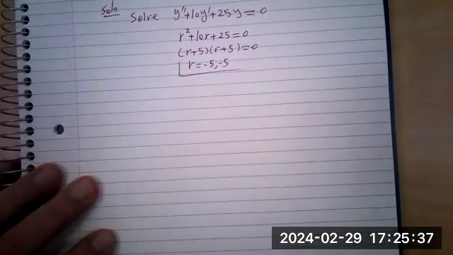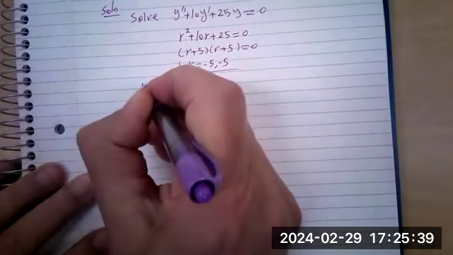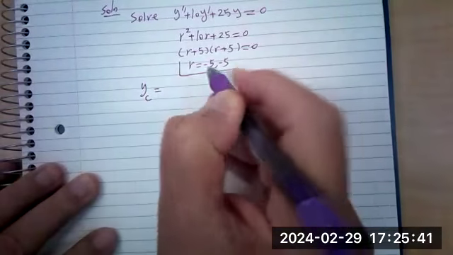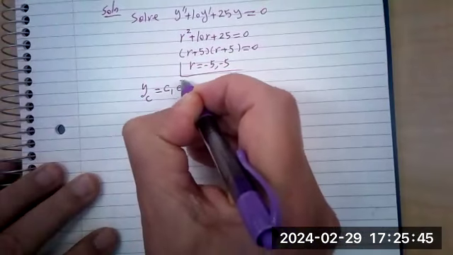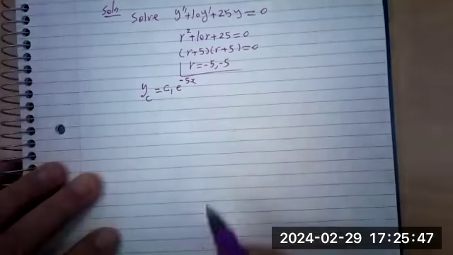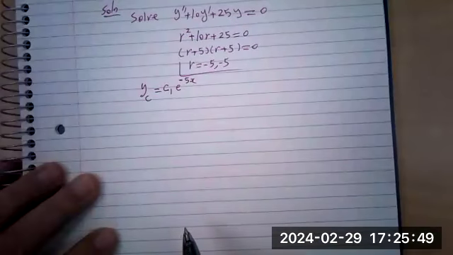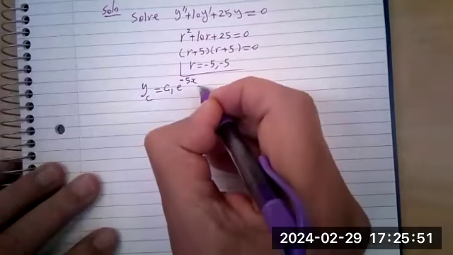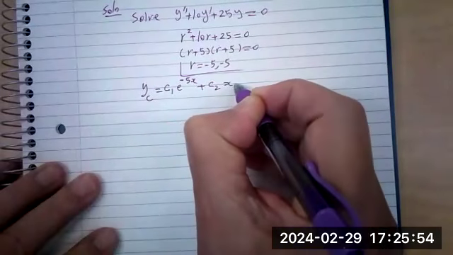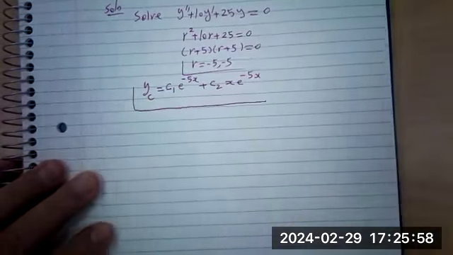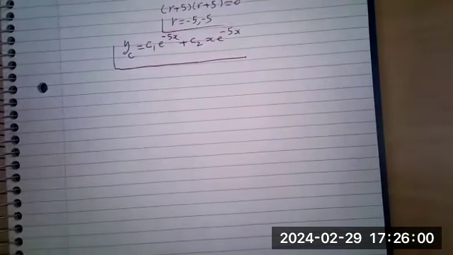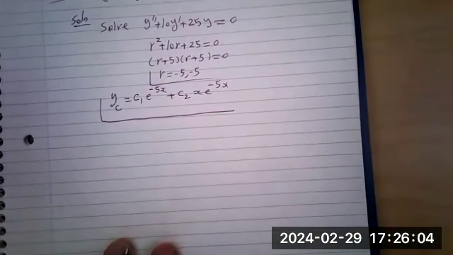So what's going to be yc? For one of the solutions, you get C1 e to the -5x. Since it's repeated, the second one is going to be x times that, so it's C2 x times e to the -5x. This would be your yc. Any question? Make sure you don't miss the repeated solution.